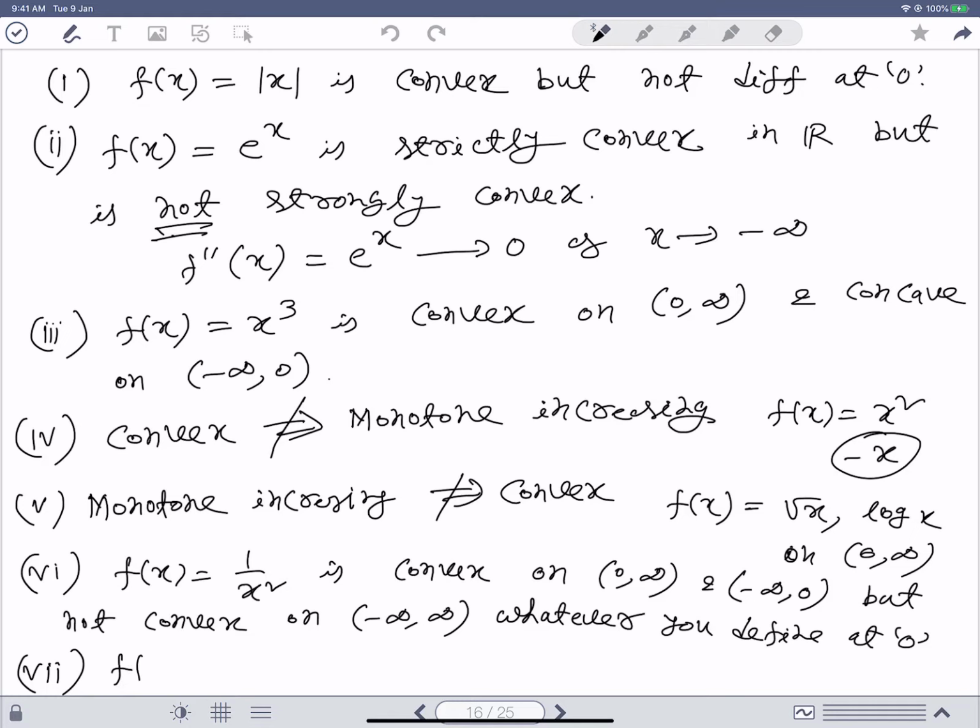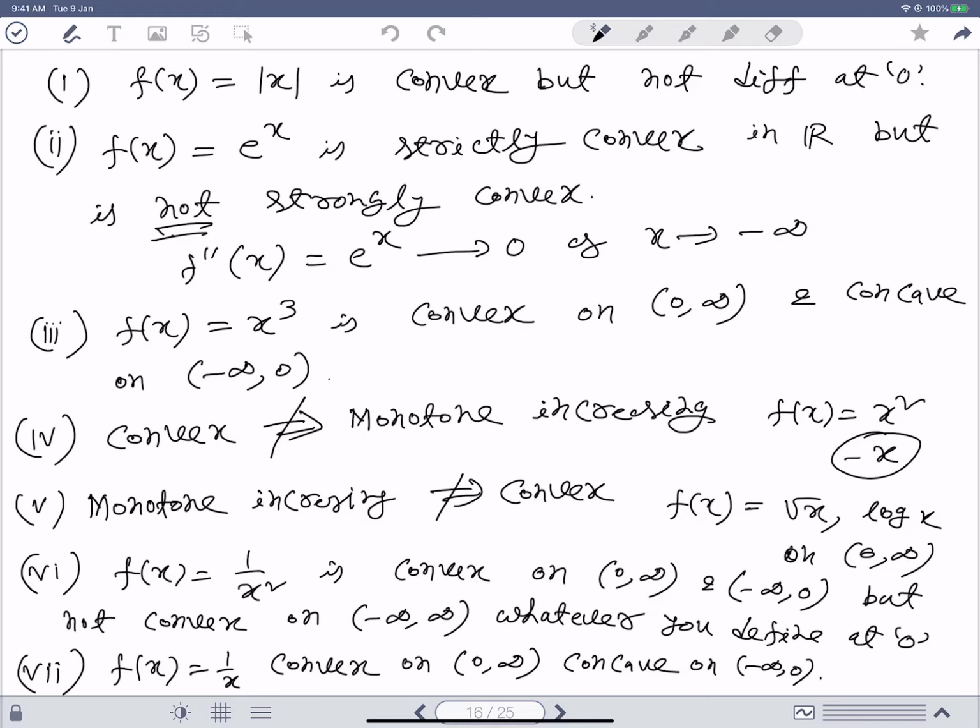And finally, another one is f(x) equal to 1 by x, which is convex on 0 to infinity and concave on minus infinity to 0. So, these are just results, better to remember these. If you do not remember, it is also fine, because you will have lots of pressure, but try to remember as much as possible.